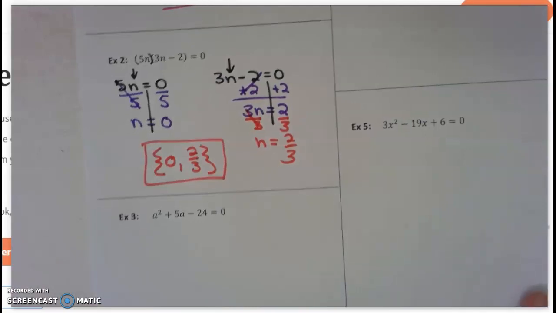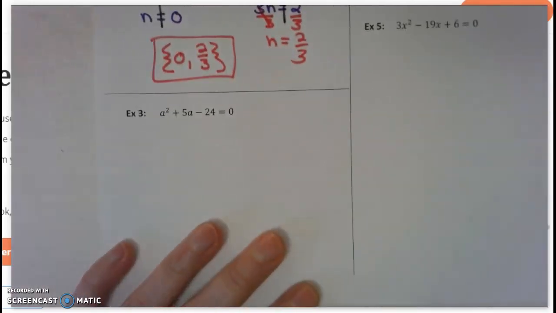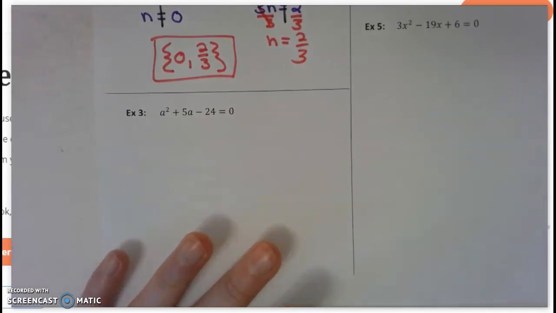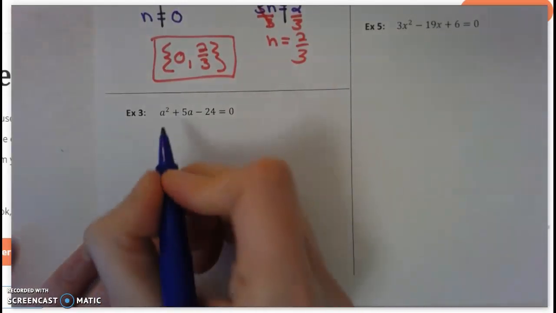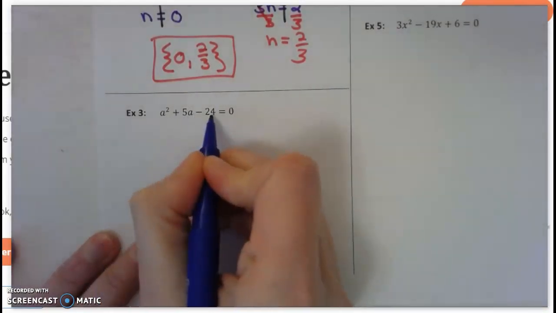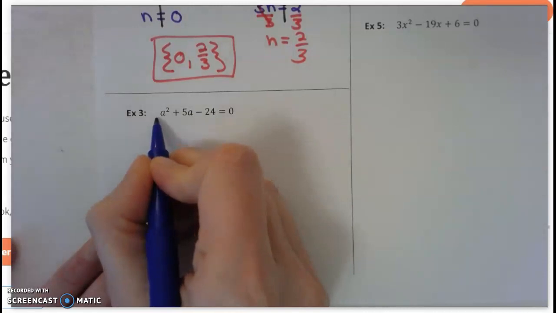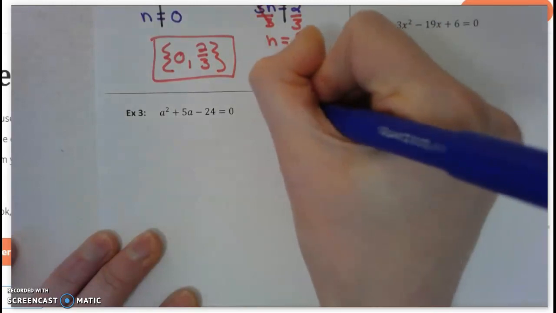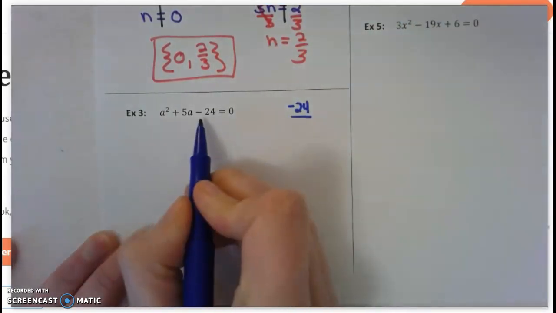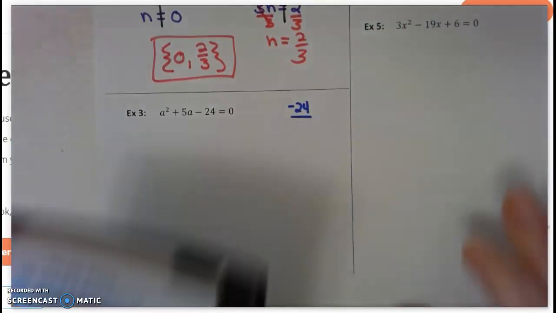Okay, now for example number 3, this one has not been factored for us this time. We don't have our sets of parentheses. But I've got a trinomial, 1, 2, 3 terms without a leading coefficient, so no number in front of the a squared. When that happens, you are supposed to take the factors of the last number, -24.